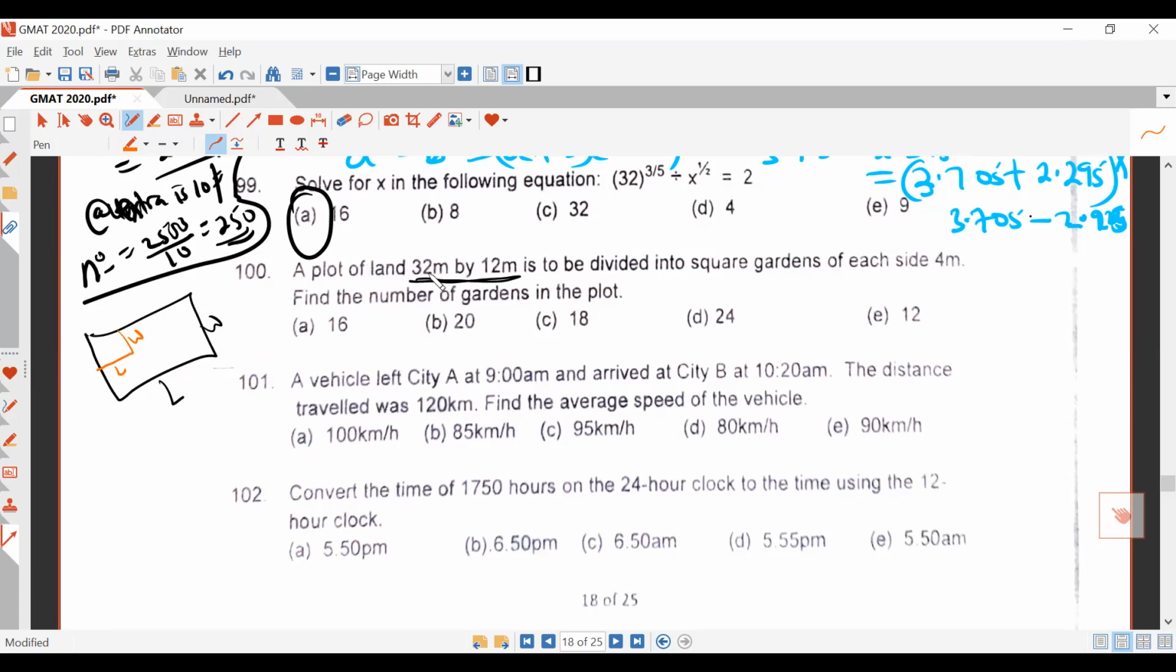Now the question says that a plot of land 32 meters by 12 meters is divided into square gardens of each 4 meters. What do you mean about a square? 4 sides are equal. Yes, all sides are equal, very good. So which means therefore that the number is equal to the big area divided by the small area of each. So in other words, you have 32 times 12 divided by 4 times 4, because our area is equal to length times width or side times side.